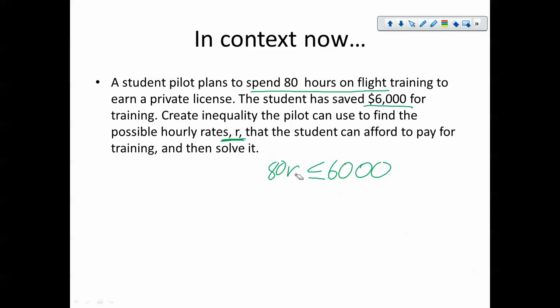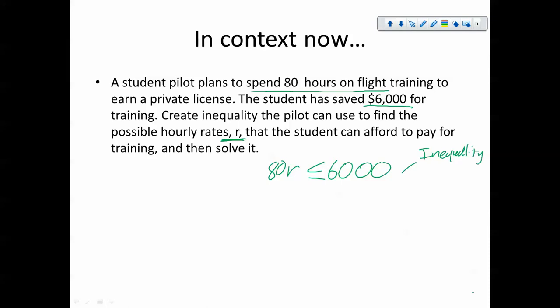Because if it's $2 an hour, which it's not, but it might be, if it's $2 an hour, I can multiply that by 80 to find out my total cost. So 80 hours times the rate is going to tell me the total cost. And in this case, I just need to make it smaller than 6,000. So there's my inequality, right? This is the inequality that represents the possible hourly rates.